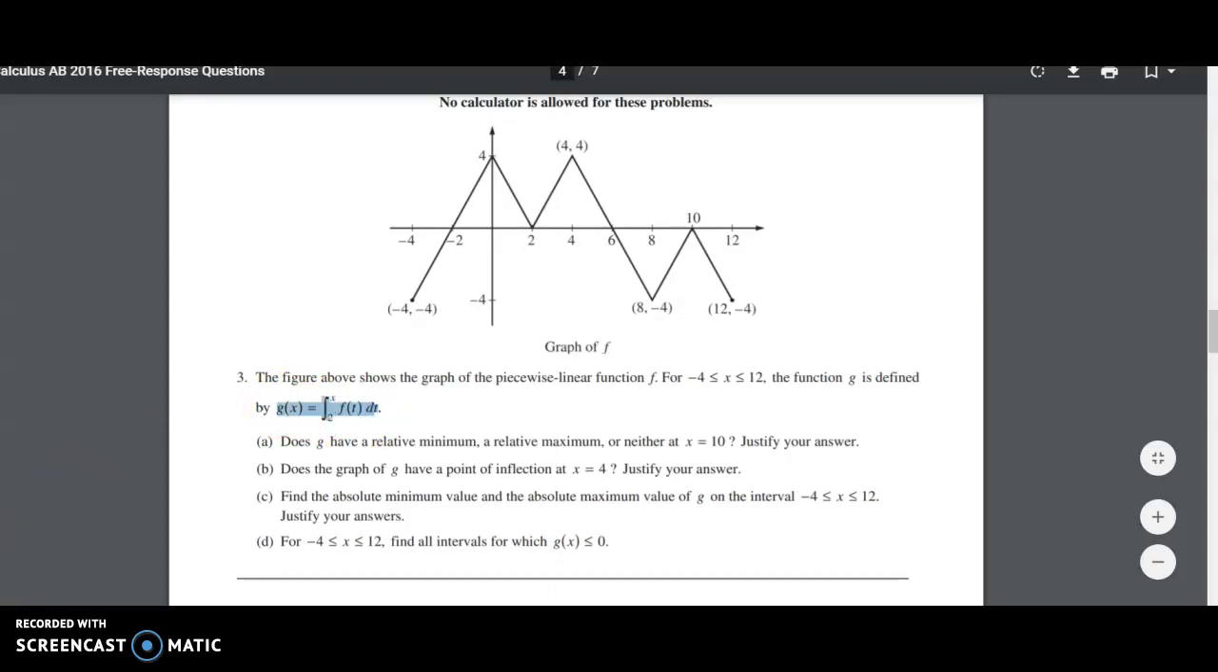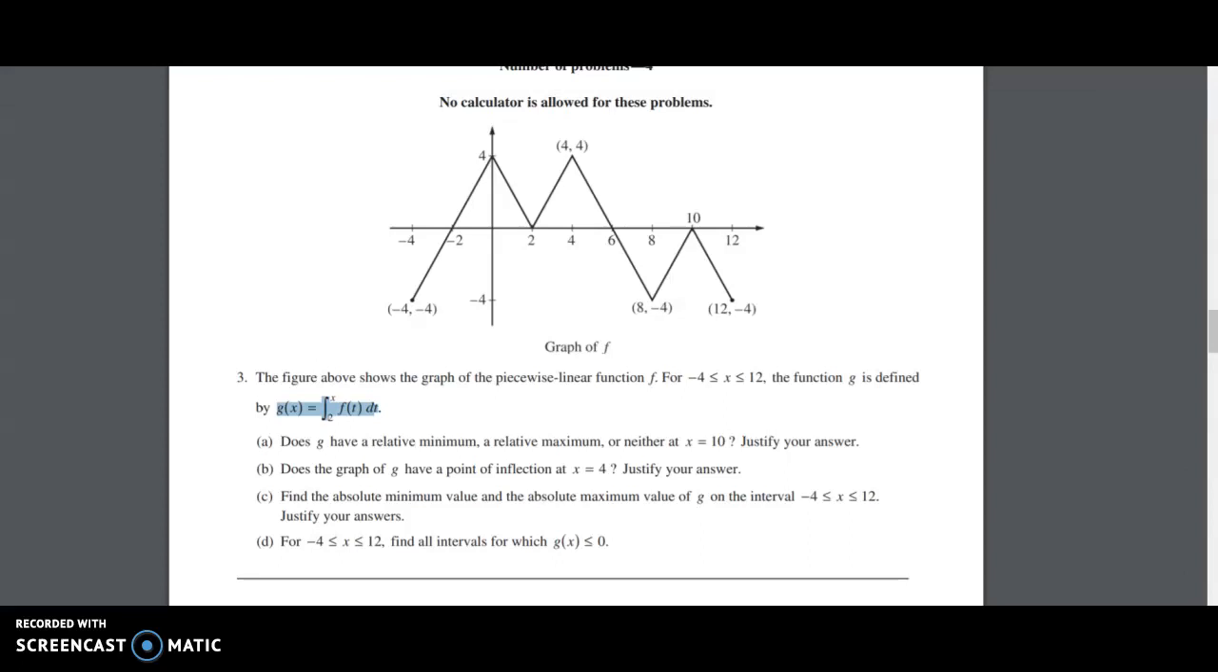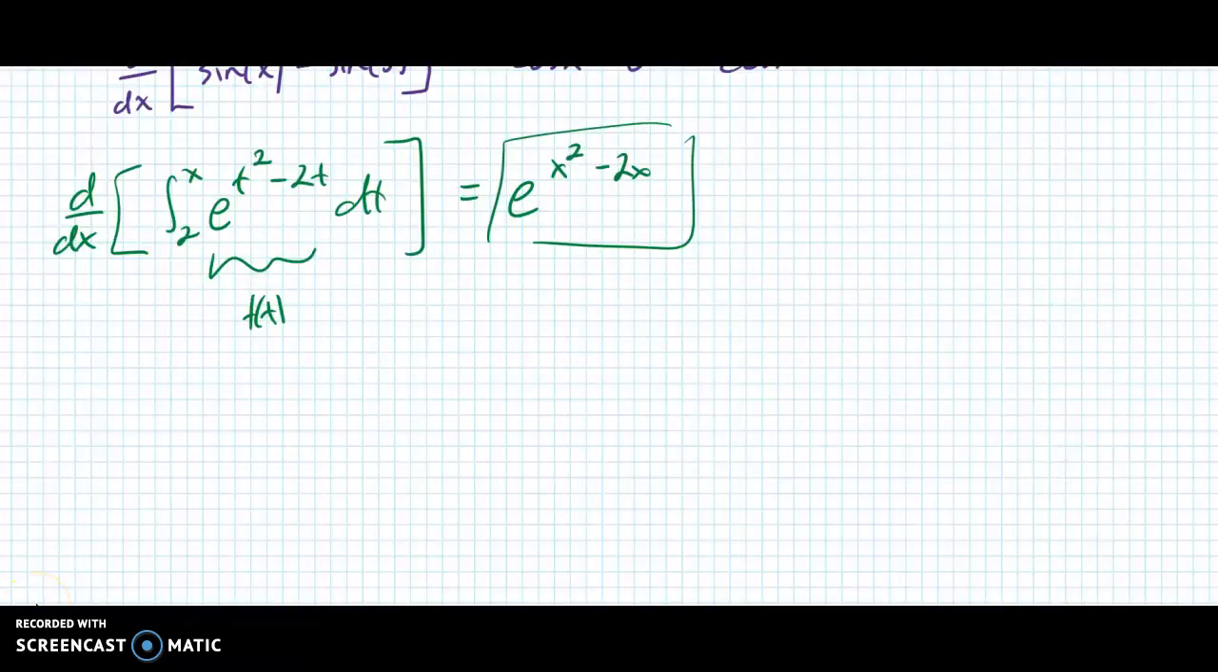I'm going to go back to another example on the other thing. So we're going to now look at what happens with chain rule.